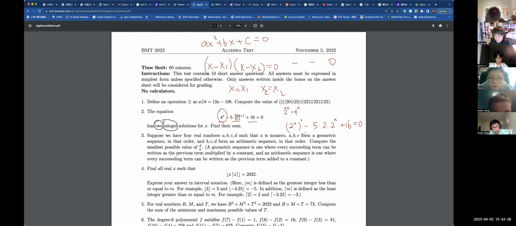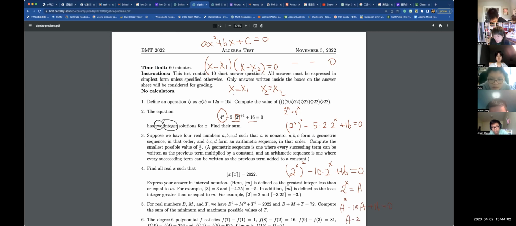But for this one, this is really good because we can rewrite it as (2^x) squared minus 10 times 2^x plus 16 equals 0. If it seems a little complicated to read, we can just rename 2^x equals a. So this equation becomes a squared minus 10a plus 16 equals 0, correct?